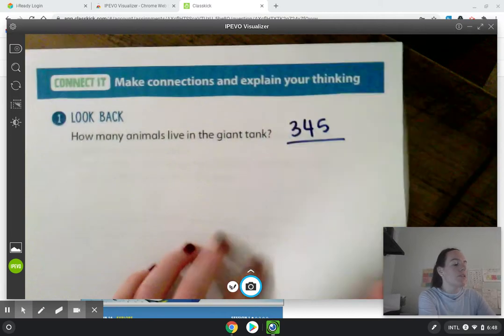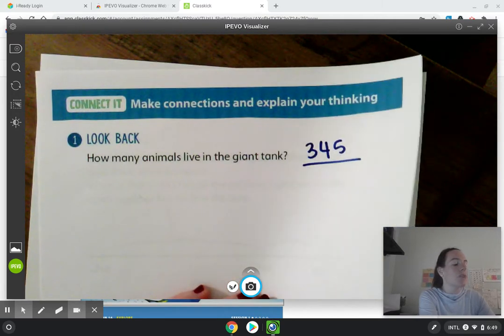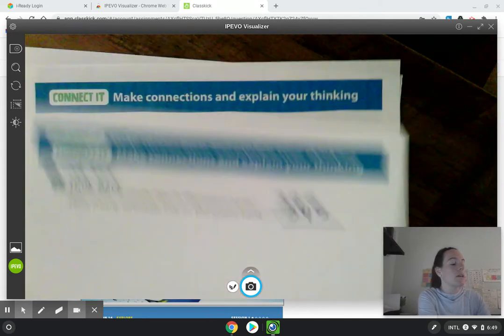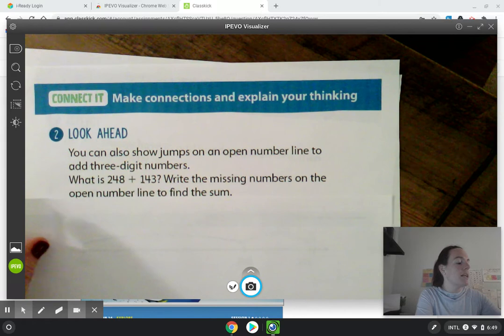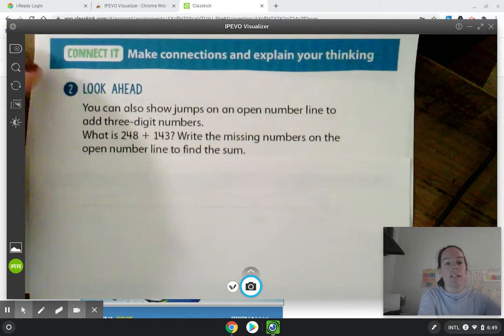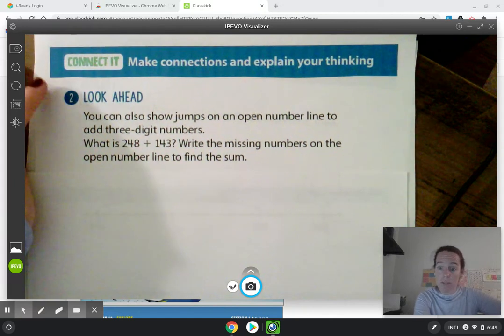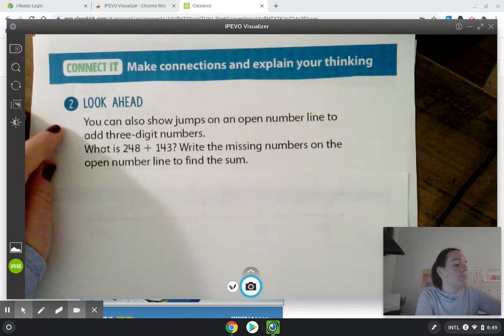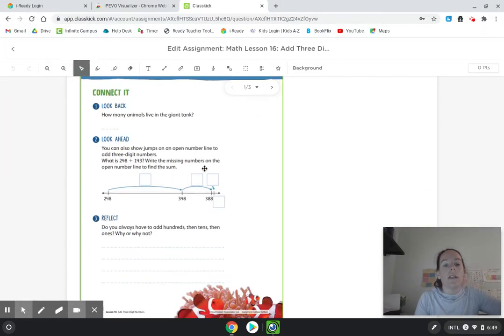So the first is, and these are strategies we're going to be working with this week, showing jumps on an open number line to add 3-digit numbers. That's one strategy we could use. Maybe you used it. So what is 248 plus 143? Write the missing numbers on the open number line to find the sum. You have this, by the way, here in your class kick.